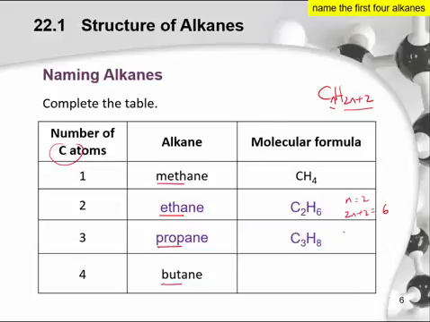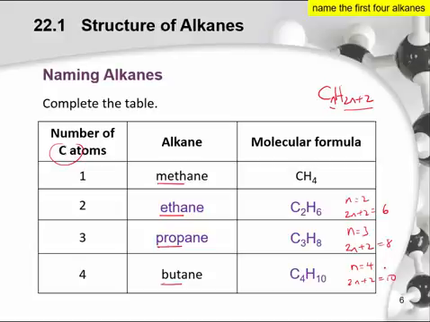For propane, when n equals 3, 2n+2 means 2 times 3, 6. 6 plus 2, 8. That's why the formula is C3H8. And butane, n equals 4. So 2n+2 is 2 times 4 plus 2 equals 10. That's why butane has the formula C4H10.